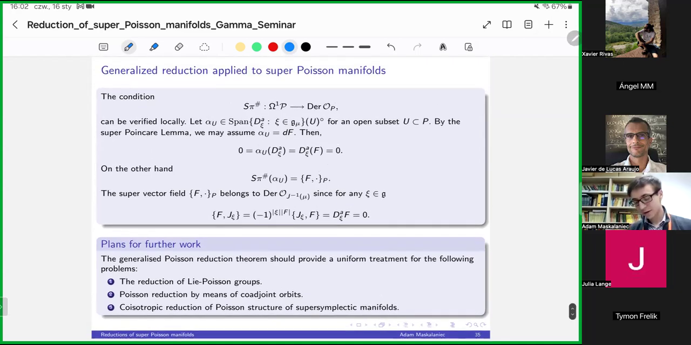So it turns out that many very well-known procedures of reduction exactly fit into this algebraic picture. And in further work, I plan to analyze it in the setting of reduction with singularities, because this purely algebraic picture is a very good framework for further generalizations.